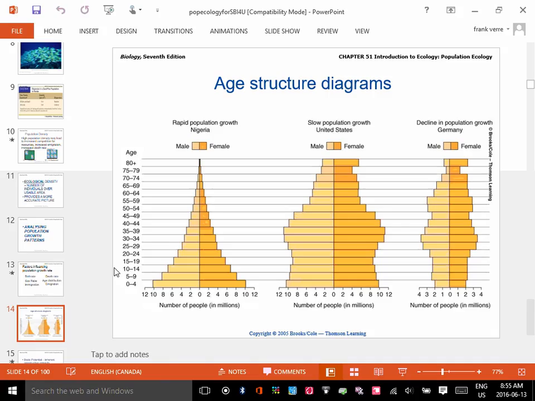So what about in Nigeria? You have a lot of kids. In 10, 20 years, those kids will be what? They'll be adults. And adults have babies. So the population on the left says that this population can grow pretty quickly because there's a lot of kids. And a lot of kids means you could potentially have a lot of adults.